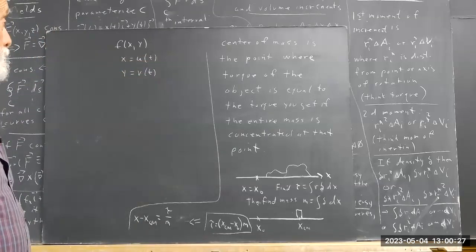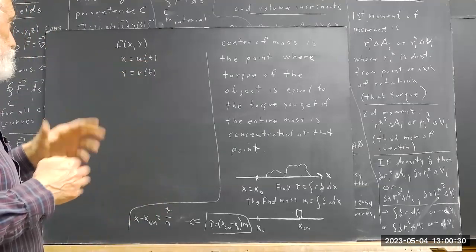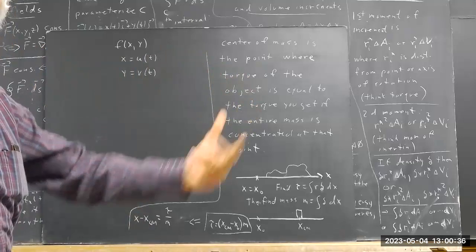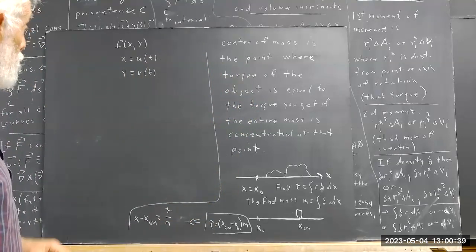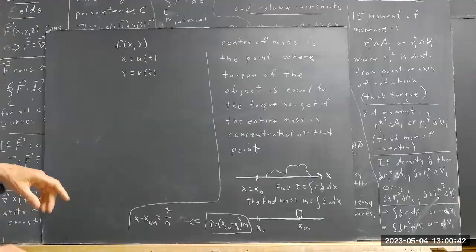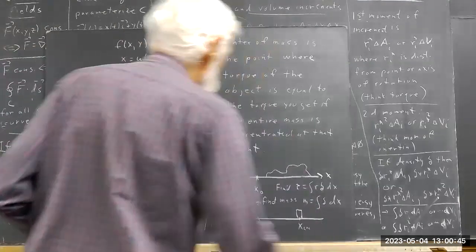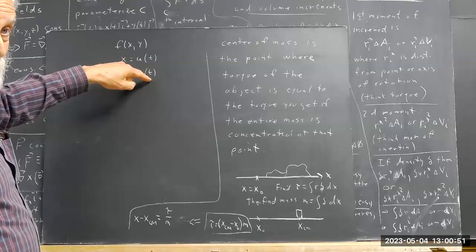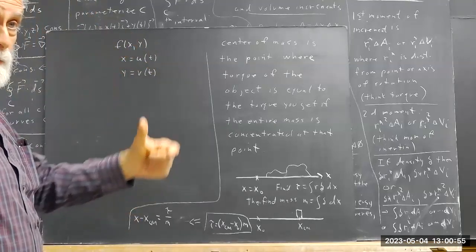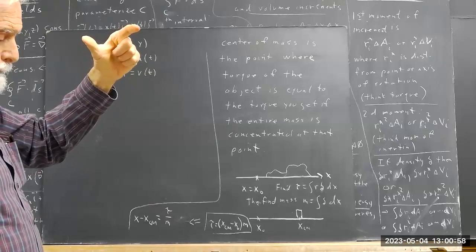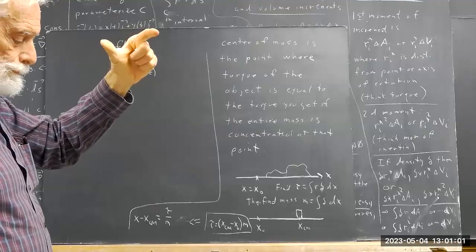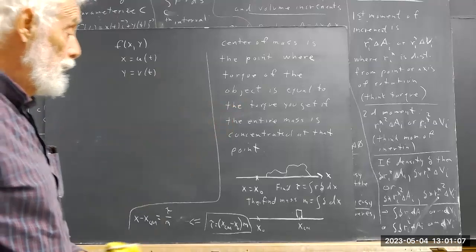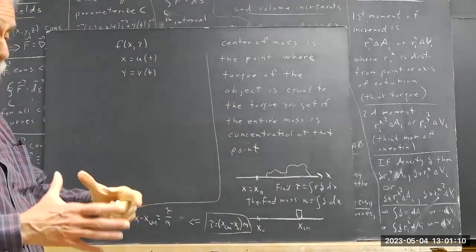Okay, so basically you're parameterizing x and y. Maybe u of t is a cosine of theta, and v of t is a sine of theta. That's a frequently encountered parameterization. Now, you could have a function of two variables, not just t, say a function of a and theta. And then you can let theta go from zero to pi and get the whole thing.